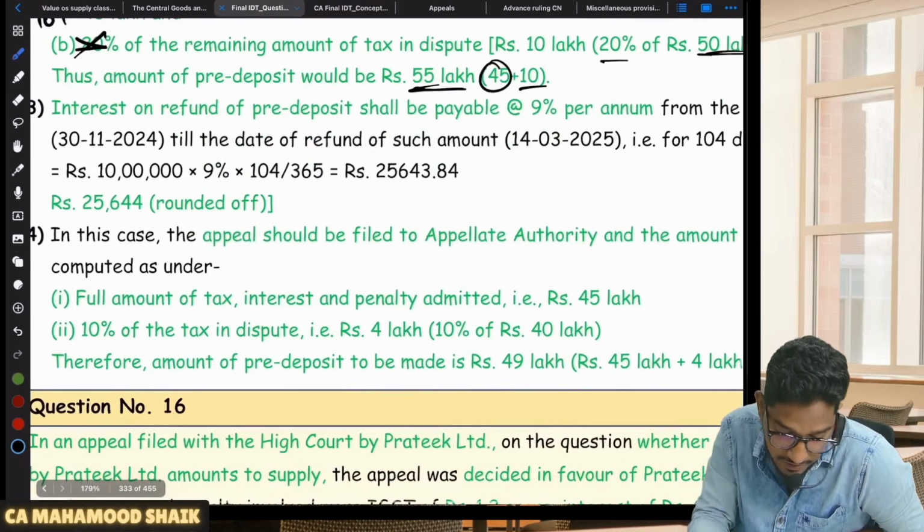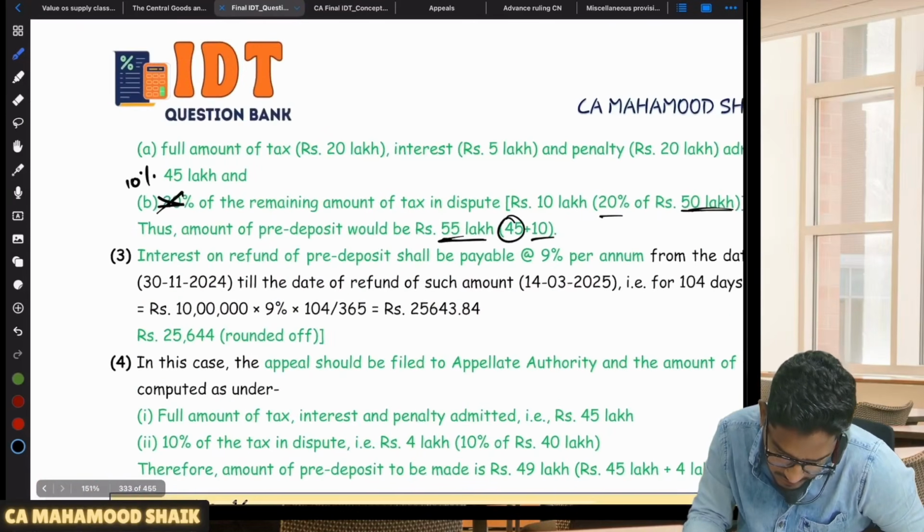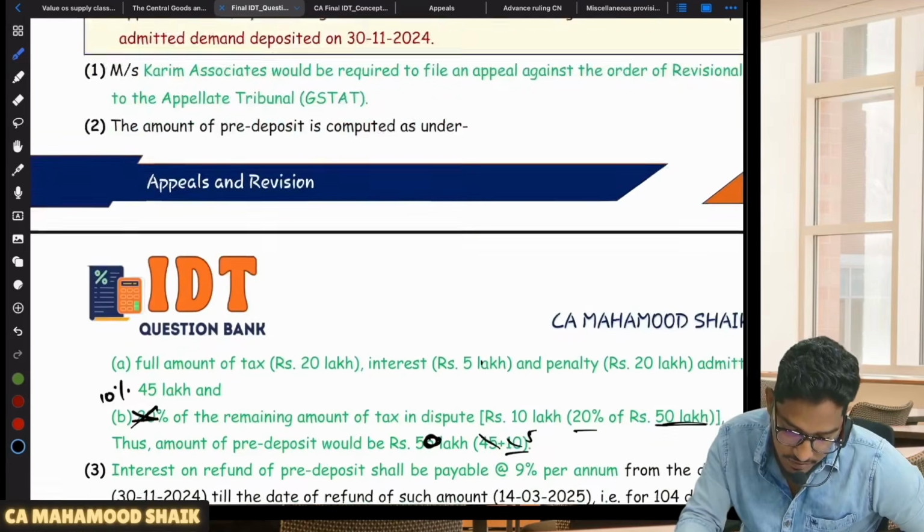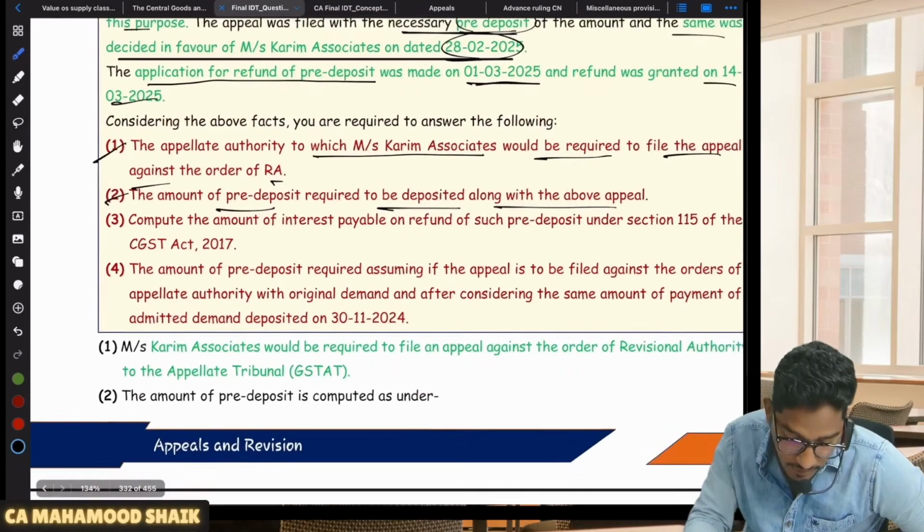Next. Not 55. How much will you get? 45 only, no? 45 plus 5, 50. So please make the change here. 45 plus 5, 50. 50 lakh rupees you are required to make as pre-deposit. Next one.